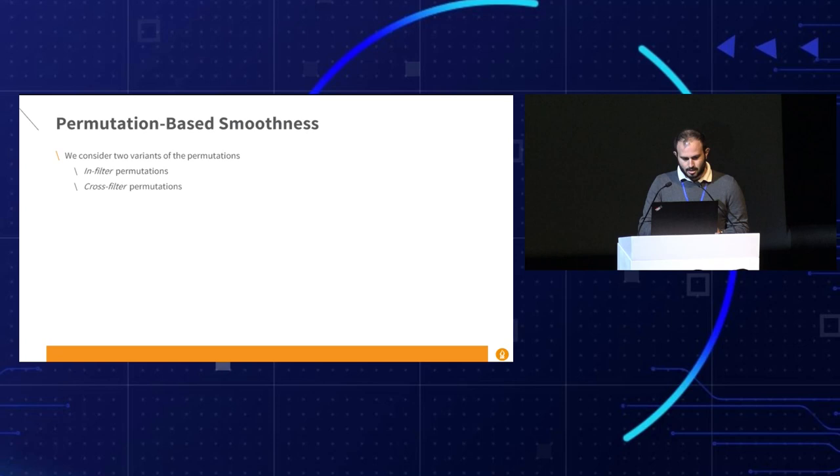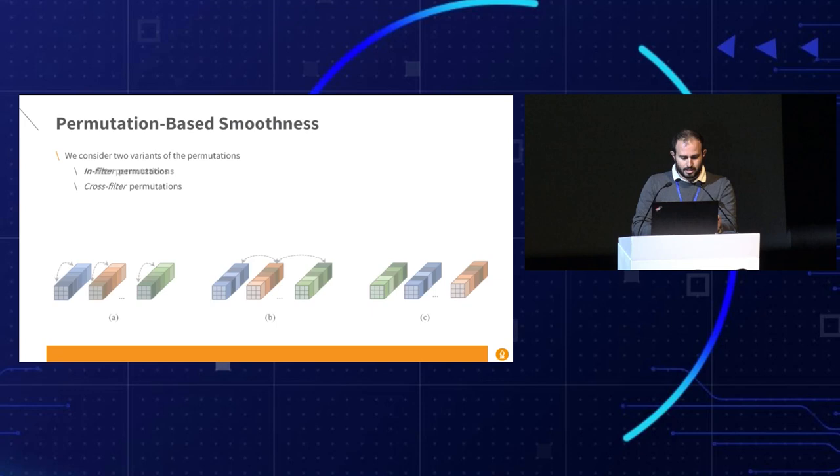So we consider two variants of these permutations, which we call the in-filter and the cross-filter permutations. In the in-filter permutations, we apply two steps. First, we reorder the weight kernels inside their original filter, and then we reorder the entire permuted filters. The colors of the weights only symbolize the filter from which they came and not their actual values. This basically means that we do not reorder kernels between different filters in a layer.